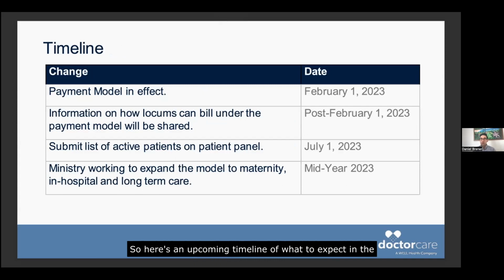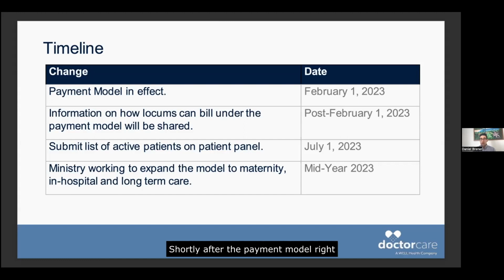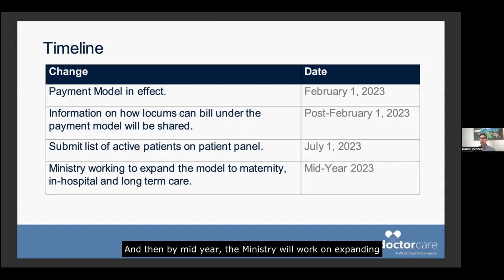So here's an upcoming timeline of what to expect in the following months, right? So February 1st, tomorrow, the new payment model goes into effect. So for those of you signed up already, you'll be billing differently as of tomorrow. Shortly after the payment model comes into effect, we expect to see information on how locums can bill under this payment model. And again, we'll be sending out communication on that once we hear more about it. By July 1st, you're expected to be able to submit your panel, and there'll be more details surrounding how to submit that. And then by mid-year, the ministry will work on expanding the model to maternity, in hospital, and long-term care as well.